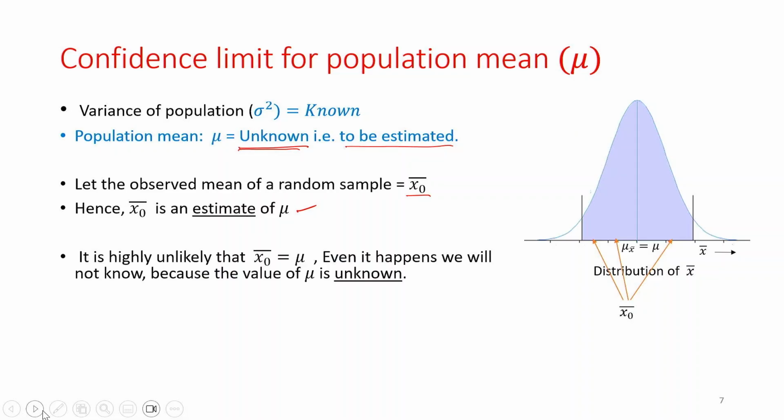It is highly unlikely that x bar 0 will be exactly equal to mu. And even if it happens, we will not know, because the value of mu is unknown to us. For the population, what is the value of population mean? We don't know. So if we get a sample and find out the mean, we will not know whether this sample mean is exactly equal to the population mean or not. There's no way to know it.